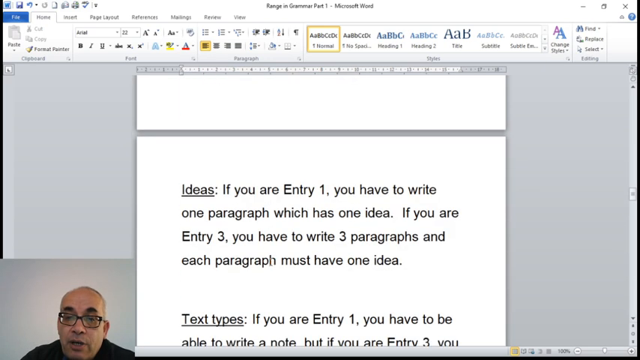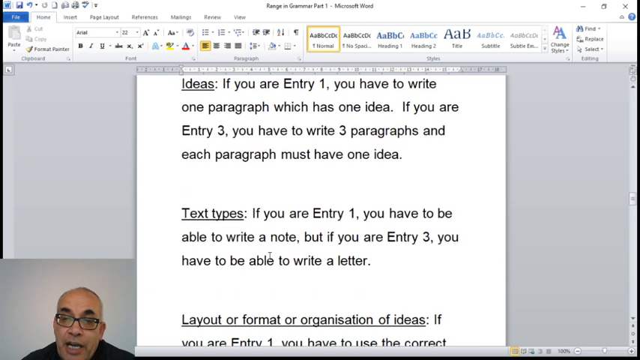So what is range? When we say range of ideas, if you are entry 1, you have to write 1 paragraph which has 1 idea. Or sometimes if you write a few sentences, 4 or 5 sentences at entry 1, that's okay. If you are entry 3, you have to write 3 paragraphs. And each paragraph must have 1 idea.